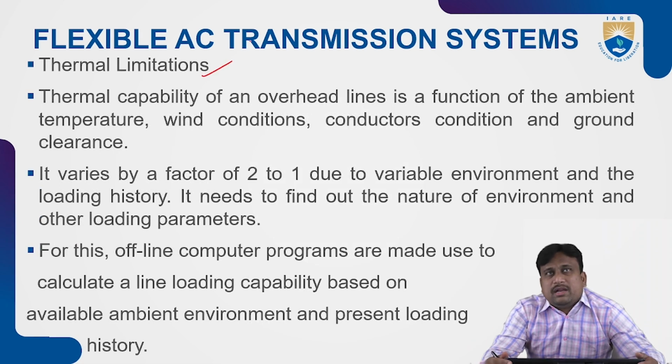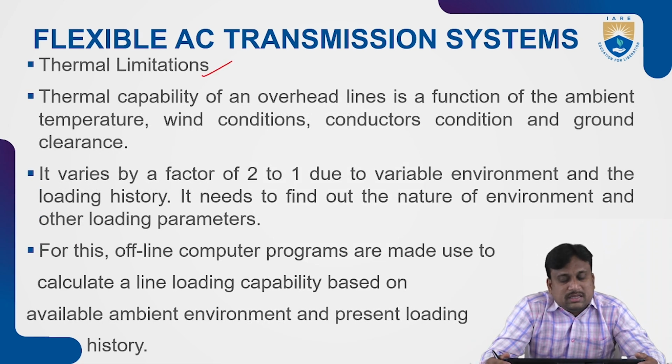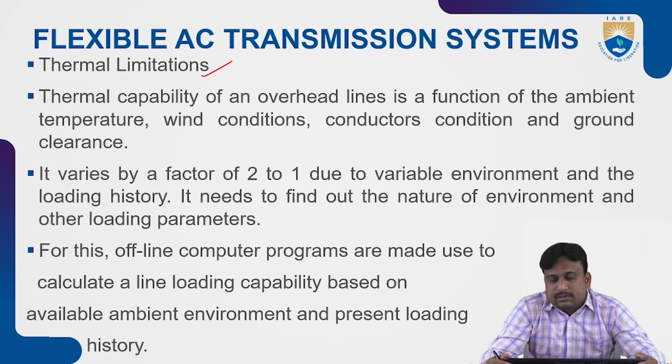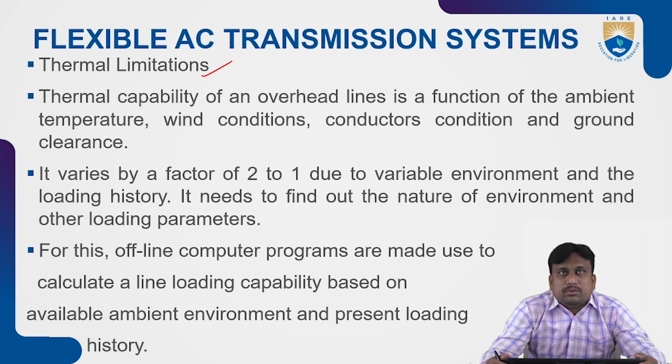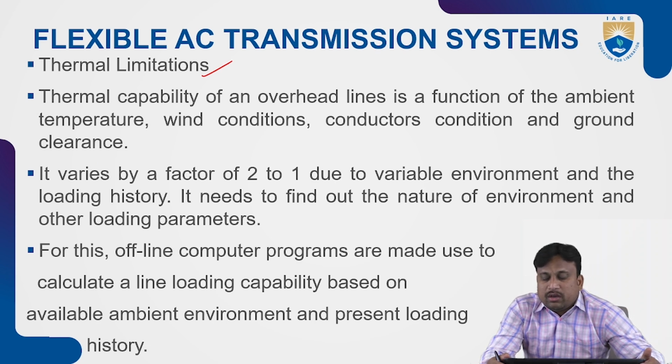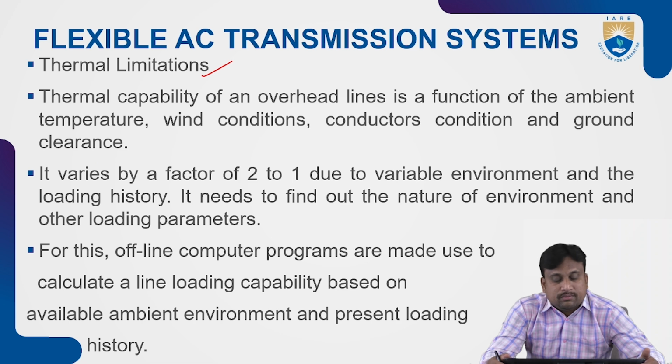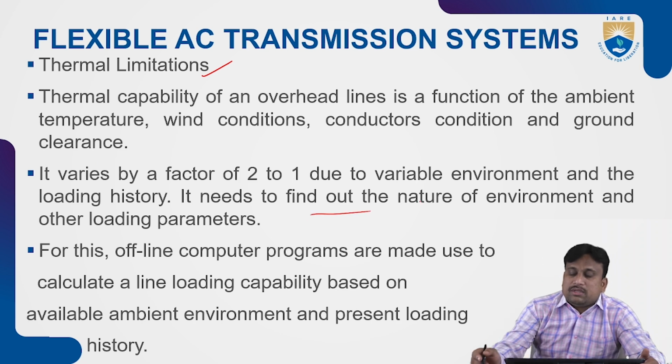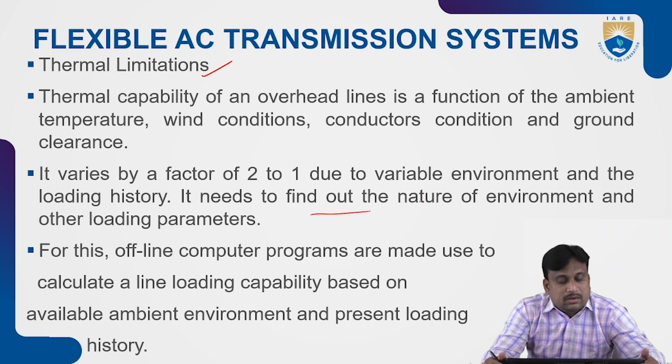So coming to thermal limitations, this may go with the thermal capability of the overhead lines, which is treated as a function of the ambient temperature and wind conditions, conductor conditions, and ground clearances. So that means it varies by a factor of 2 to 1. This is due to the variable environment and the loading history. So the nature of the environment and other loading capabilities need to be found out.